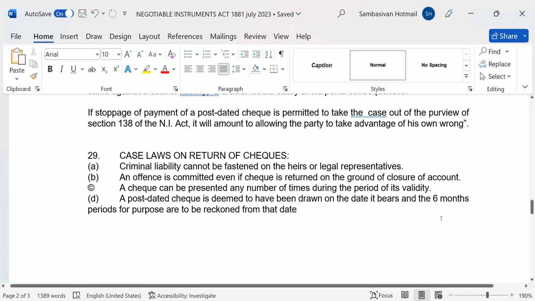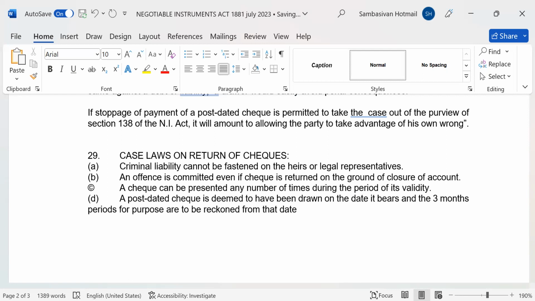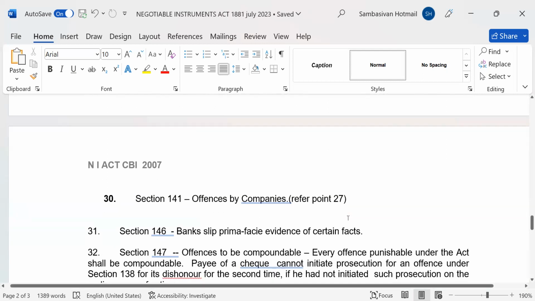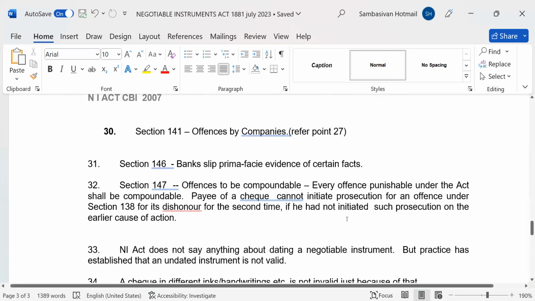Sorry. The 3 months date, because this was written when the period was 6 months. That's the reason. Now complete it. Please read 30, section 141.